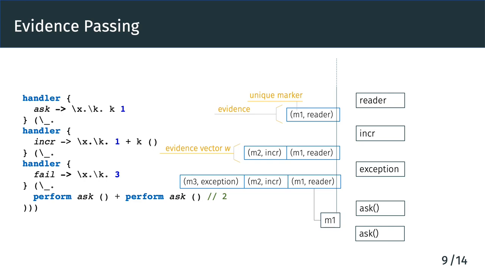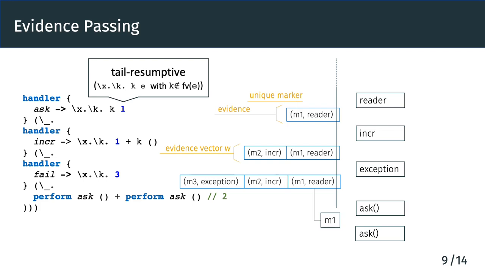We can then yield up, but in this case, finding the correct handler can be much faster than before because we only need to compare the markers. Actually, the evaluation can be even faster. That is, we don't need to yield up at all. Because from the evidence vector, we do not only know the marker of the handler, but we have the handler itself available. From the handler implementation, we know that the reader handler has a tail-receptive implementation. Therefore, we can evaluate the handler in place and get a result 1 as the result of ask, and keep evaluating.